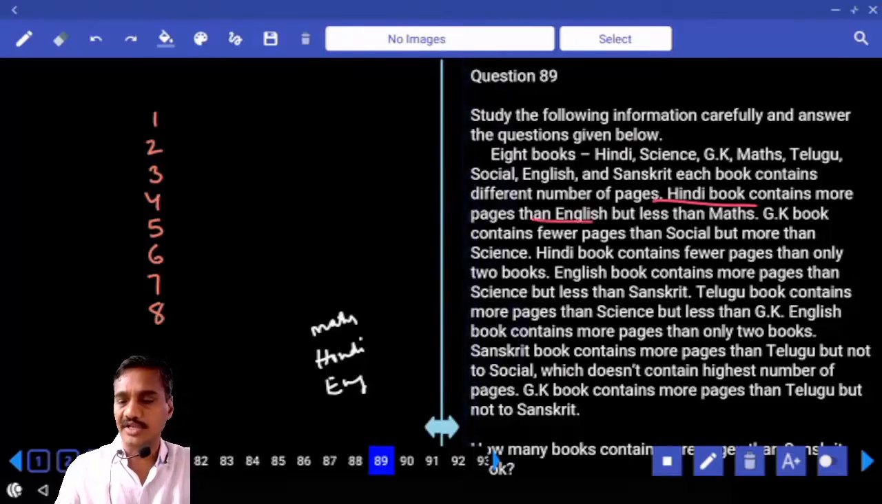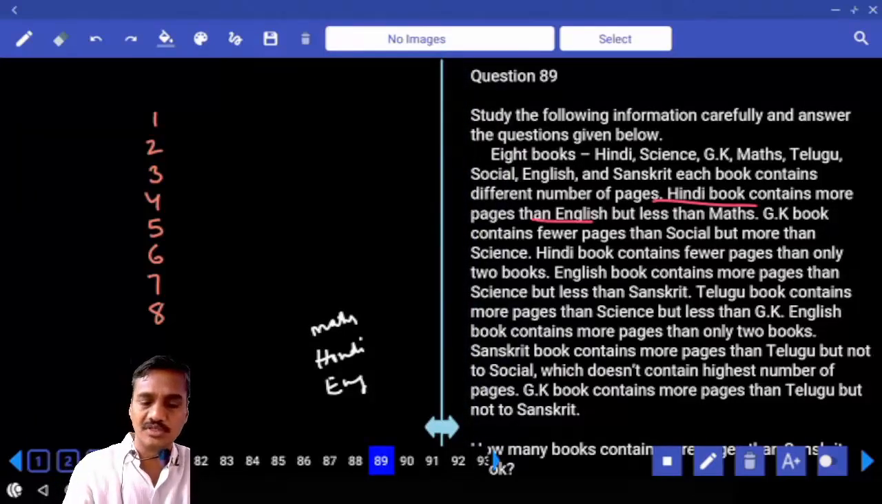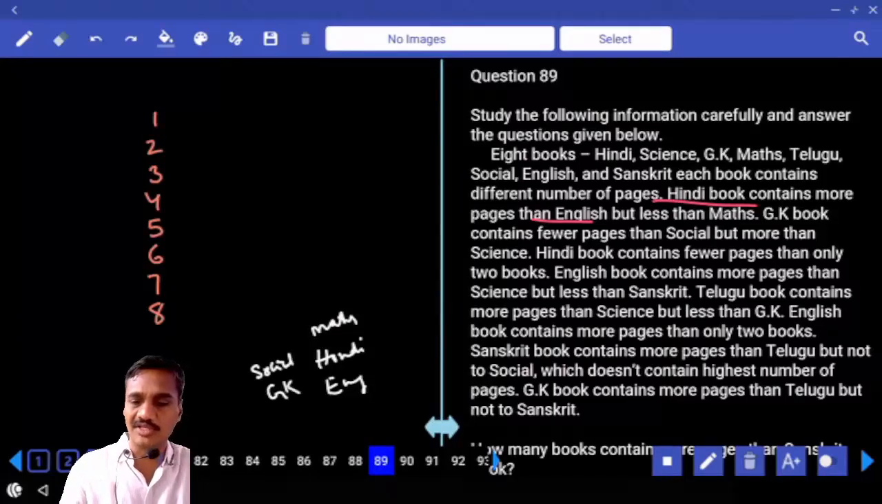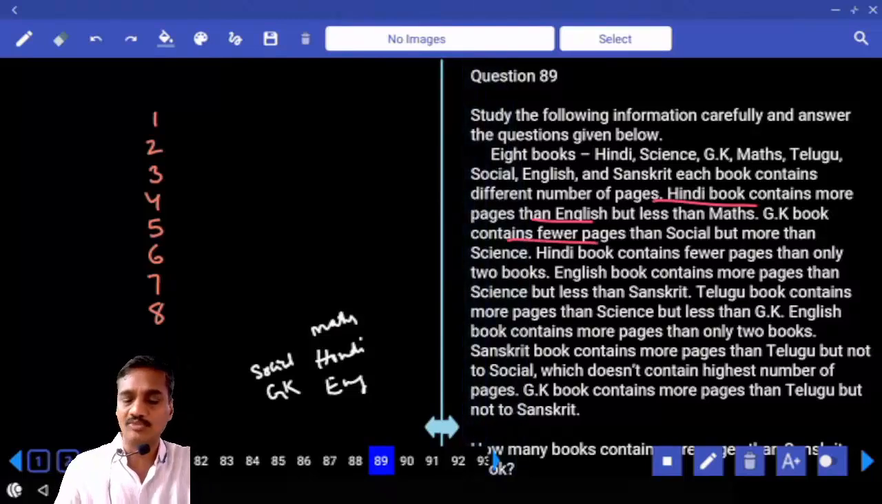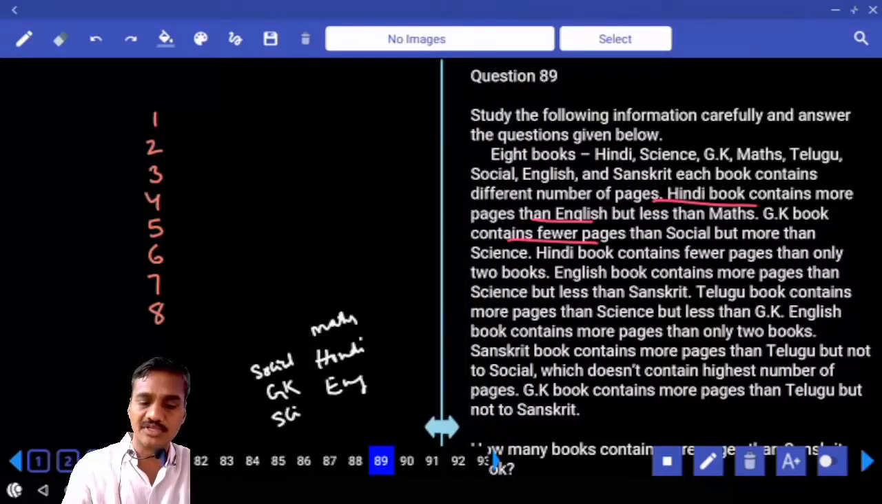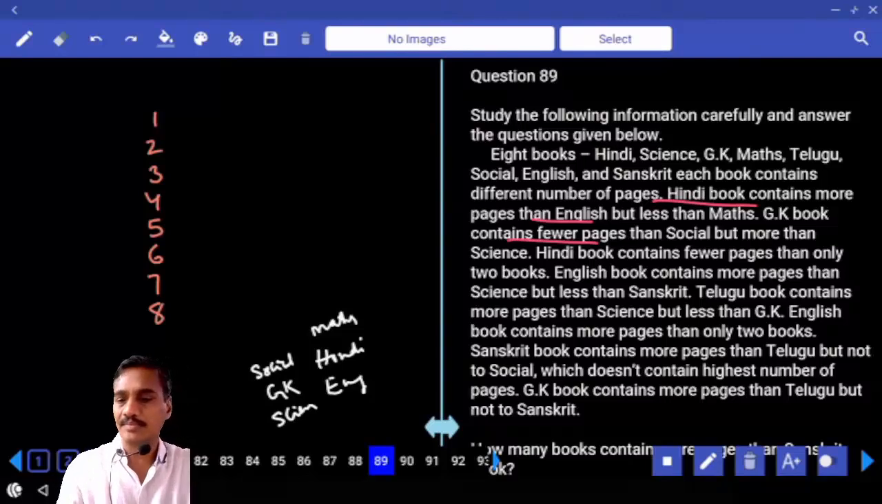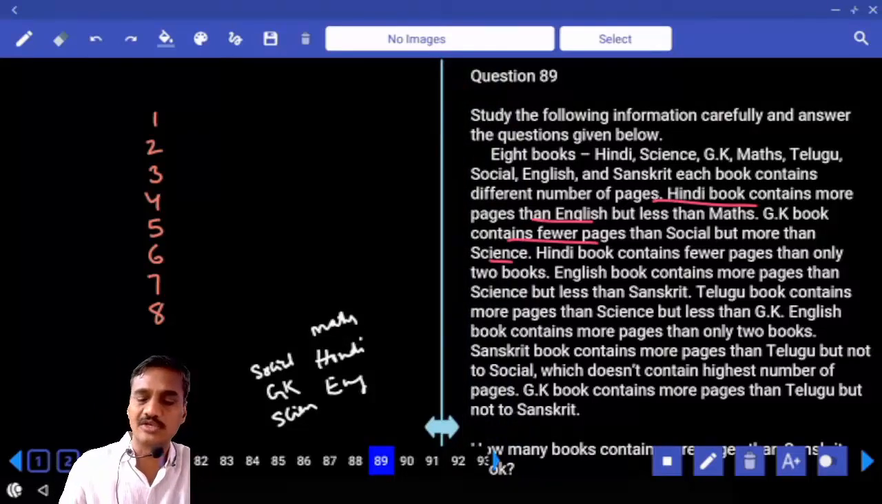And the GK book contains fewer pages than social. Now social is here and GK contains fewer than this one. GK contains fewer pages than social but more than science. The Hindi book contains fewer pages than only 2 books. Now it is lesser than only 2 books.